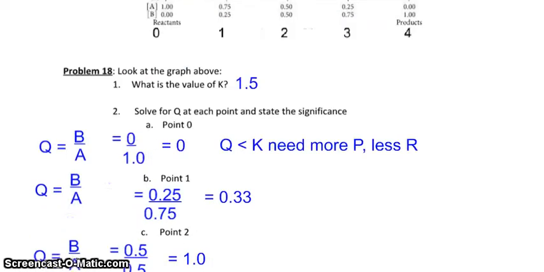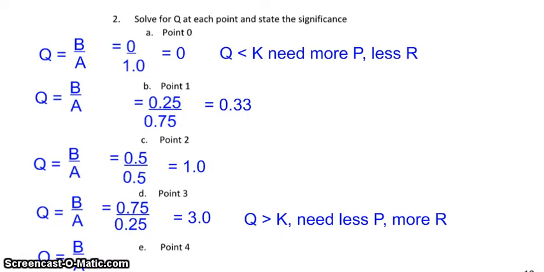And you can probably figure out what's going to happen at 0.4. Here we have all products and no reactants. And so 1 divided by 0 is infinity. So no matter what, Q is going to be bigger than K. So we need a lot less products and a lot more reactants.